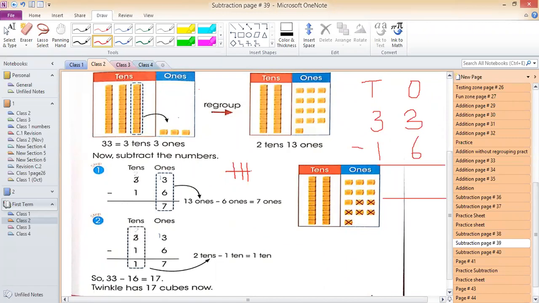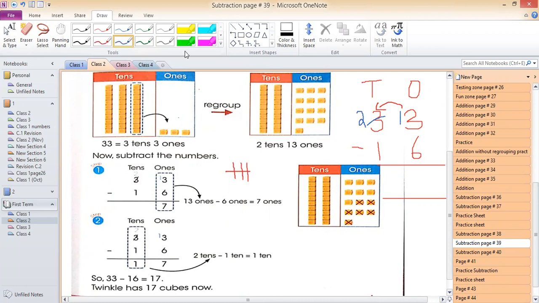You cannot take out 6 from 3 because 3 is smaller and 6 is bigger. 3 is less than 6. That's why you cannot subtract 6 from 3. So what you will do in that case, you will go for taking 1 from the tens. This 3 will go to the tens and borrow 1, and that will become 13. There were 3 tens, and when it gives 1 ten to this one, it will not be 3 anymore, it will be 2 now.